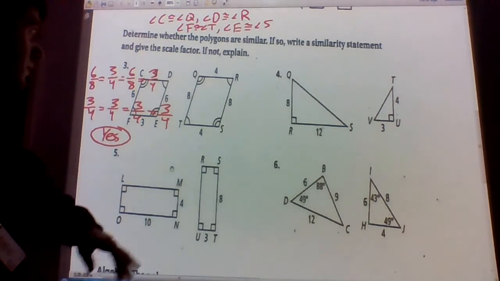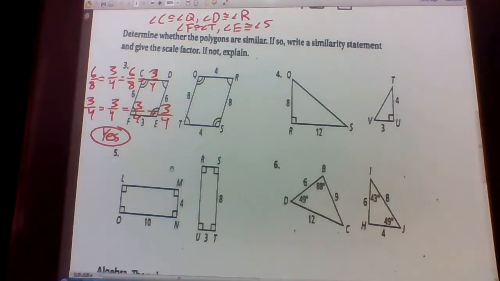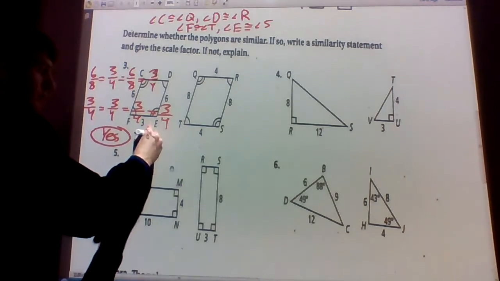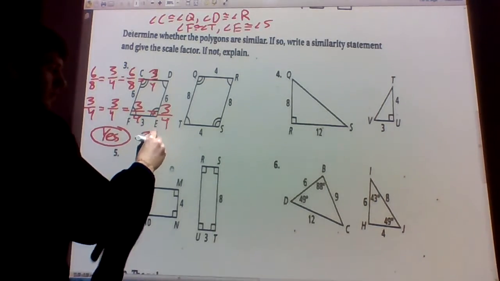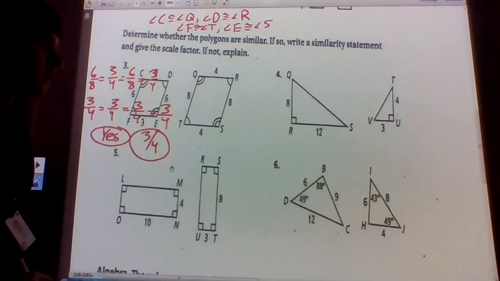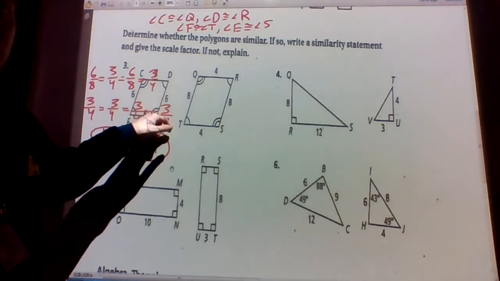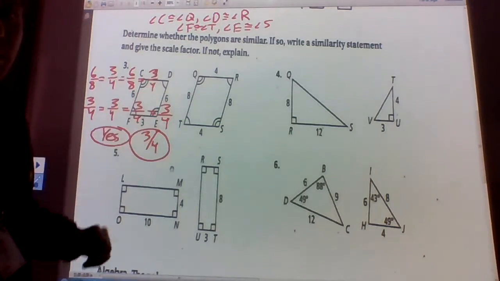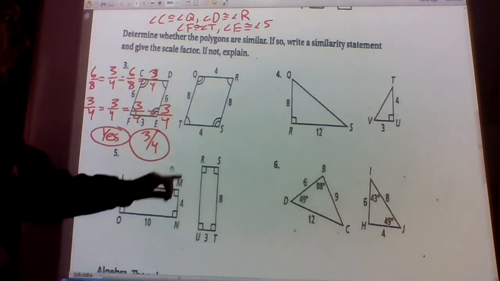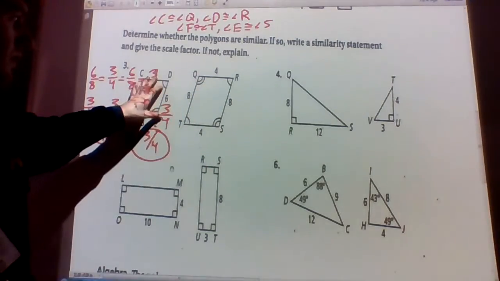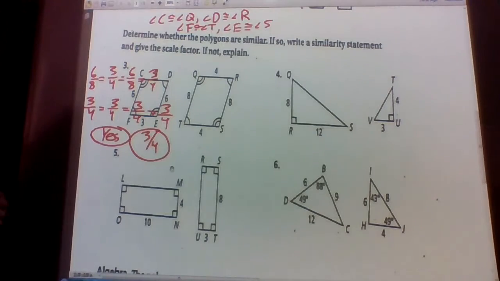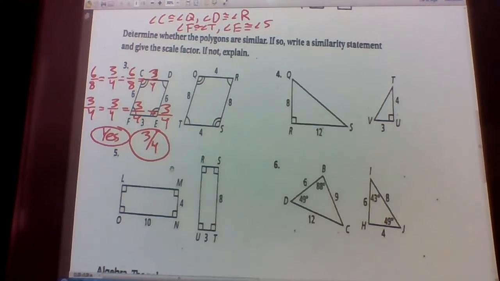Okay, scale factor is simply what the ratio is. So the ratio here is going to be 3 over 4. Or you could do 4 over 3. So this figure here is 3/4 the size of this one. This one is 4/3 the size of the smaller one. You've got to multiply each of these by 3/4 to get these numbers, or multiply these by 4/3 to get these numbers. Okay? It's the magnitude change between them.